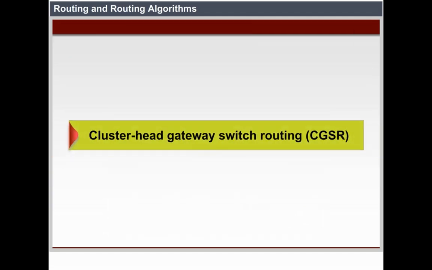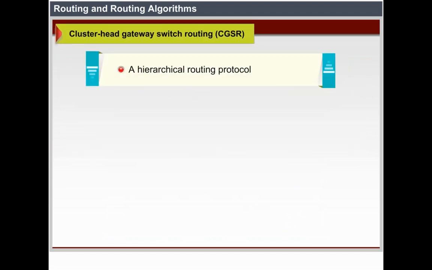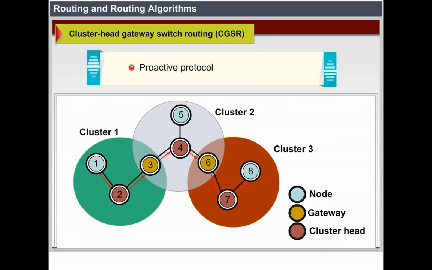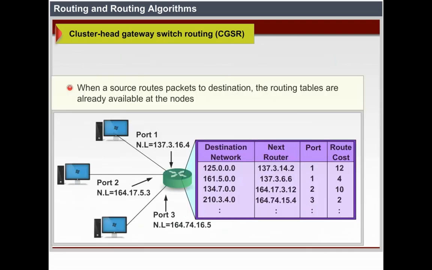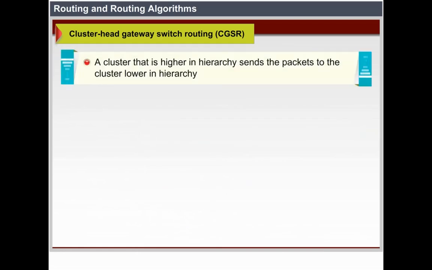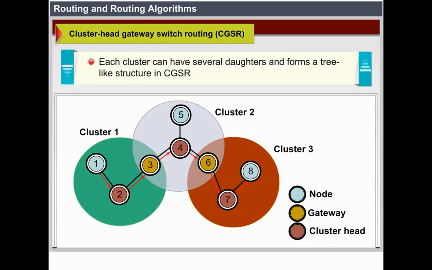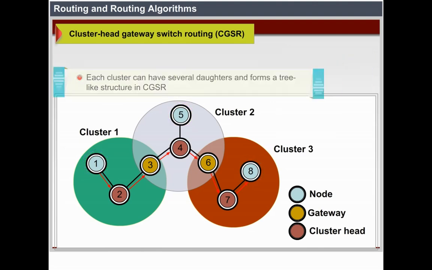Cluster head gateway switching routing, CGSR, a hierarchical routing protocol. It is a proactive protocol. When a source routes the packets to a destination, the routing tables are already available at the nodes. A cluster higher in hierarchy sends the packets to the cluster lower in hierarchy. Each cluster can have several daughters and forms a tree-like structure in CGSR.